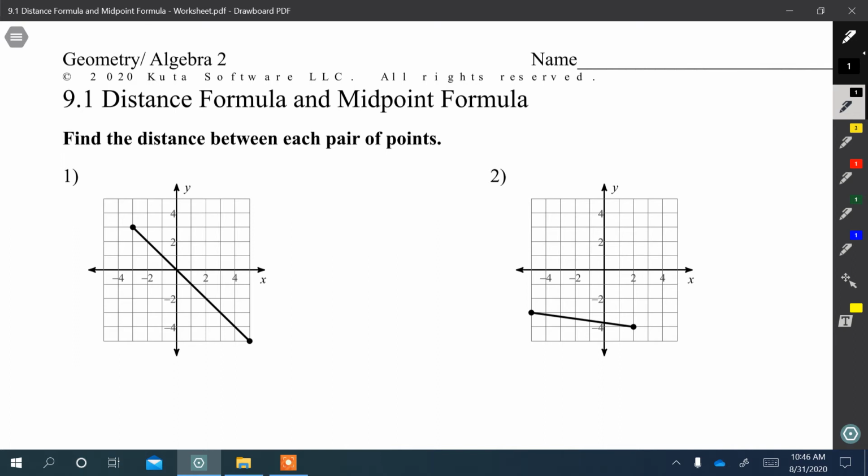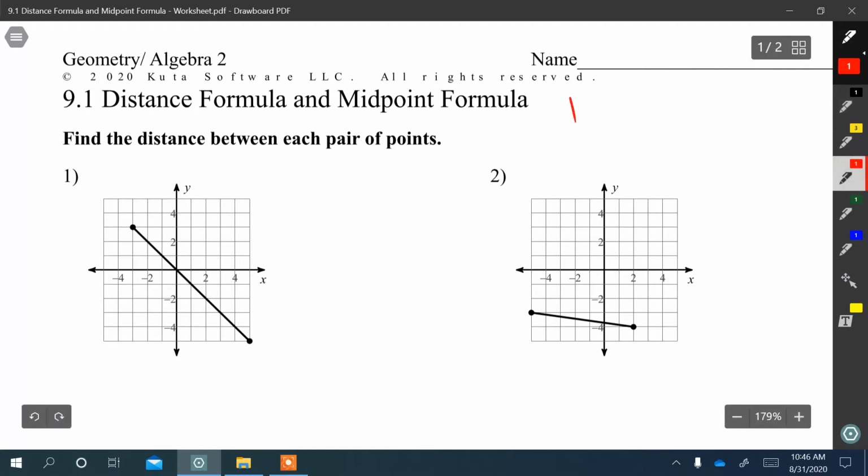Hello everybody. So in this video we are going to be covering section 9.1. This is talking about circles. If you get your book and you open to page 401. Okay, so 401.